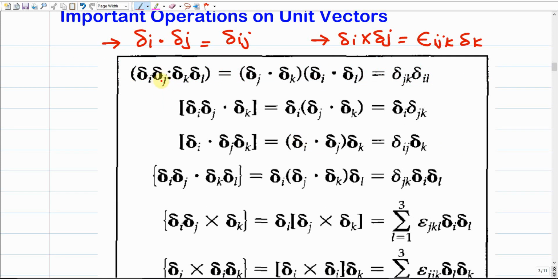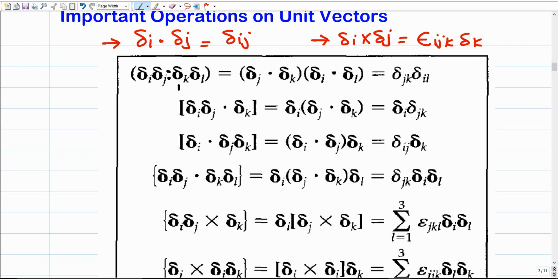Now let us consider the double dot product. This operation, with these two dots, indicates that we do have a double dot product of these unit vectors. Like we have delta i, delta j, then there is a double dot in between, and then another two unit vectors, delta k and delta l. So this double dot product can be split into two dot products.